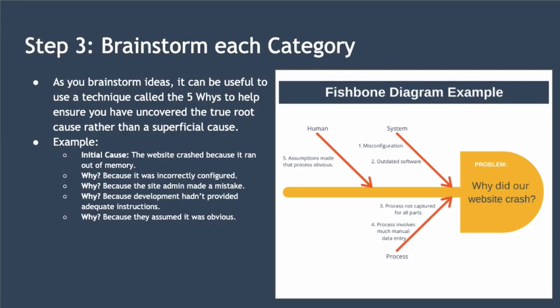Now, in this example, we can see that we asked why 4 times and were then unable to delve any deeper. But notice that by using the 5 whys, we shifted our thinking that the website crashed because it ran out of memory to realizing that it may have been a human error. An engineer assumed something was obvious when to the site administrator it wasn't obvious at all. Now, as you brainstorm all causes category by category, you update your fishbone template and it will end up looking something like you see here, except there will probably be much more causes.